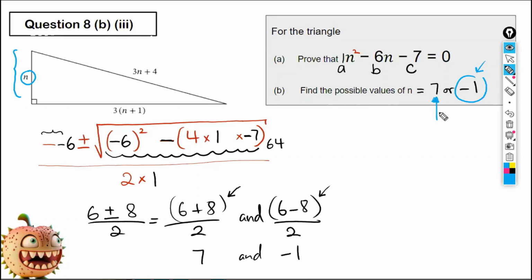I'm guessing in the exam, they will ask you to find the two possible values of n. And then in part C, they will ask you which of those two values is the correct one. And then they'll ask you for a reason. And the reason is you cannot have a negative length. Okay? All right. So sorry about the error there, I miscalculated. All right, so let's move on to the next question.